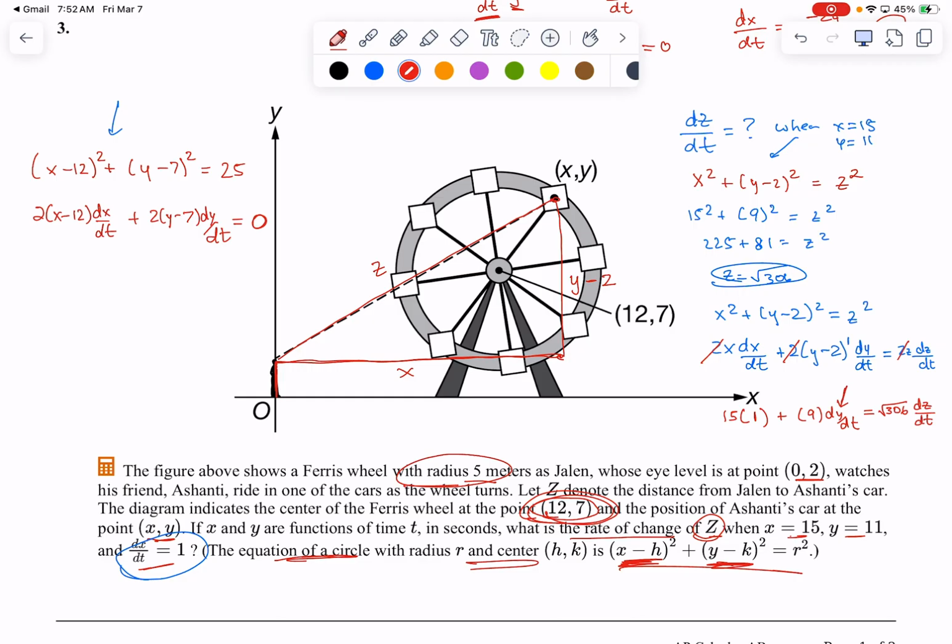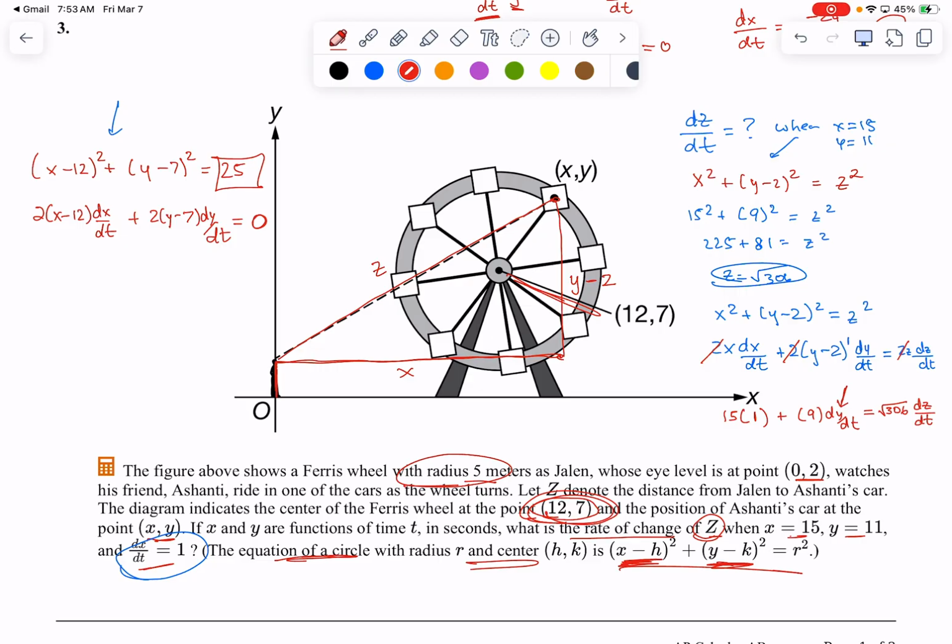And then you got 2 times (y minus 7) times dy/dt is equal to what? 0. And that's nice because that's the radius squared, and the radius of the Ferris wheel never changes. That's why we're allowed to plug in that 5 for the radius, because the radius of the Ferris wheel stays 5. 5 what? What is it, 5 meters? This is a small Ferris wheel. It's not very big. Okay. And then you can plug in your x and y and your dx/dt, and you can figure out what dy/dt is, and then you're good.